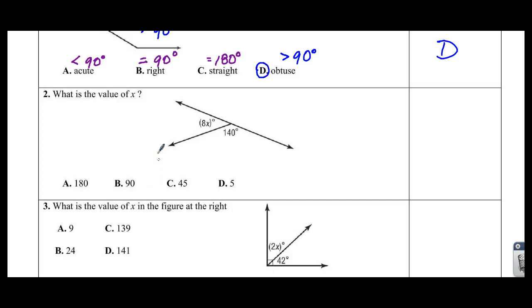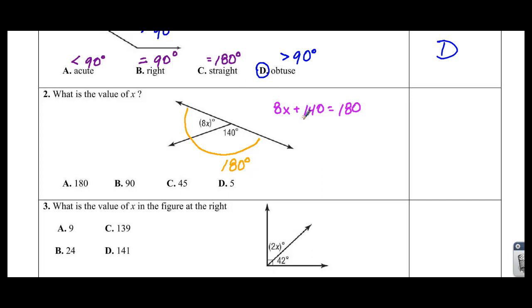Number 2, what is the value of x? Well, here's what we know. This whole piece right here, all of this together represents a straight angle, which means it represents an angle of 180 degrees. So that 180 degree angle has two parts to it. It has the 8x part and it has the 140 degree part, and all together those equal 180 degrees.